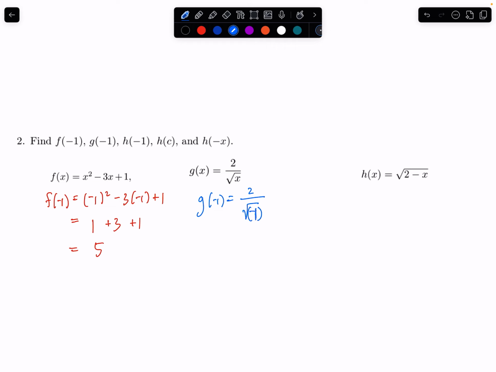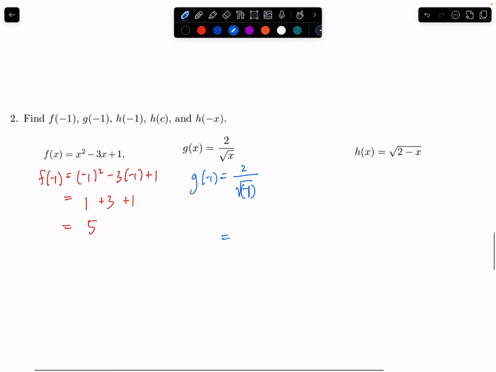Okay, switch colors here. G of negative 1 is going to be 2 over the square root of negative 1. And again, we have something that's undefined because you can't take a square root of a negative unless you introduce imaginary numbers, but we're not talking about imaginary numbers right now. I'm just going to stop before I even get there. This is already undefined because you can't take a square root of a negative, at least not with real numbers.